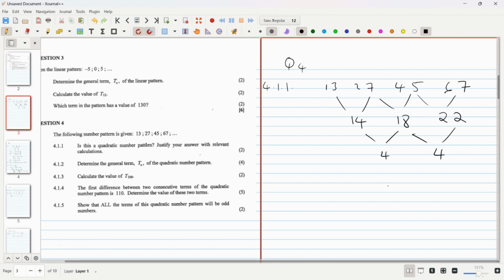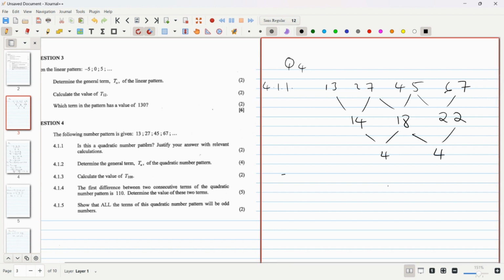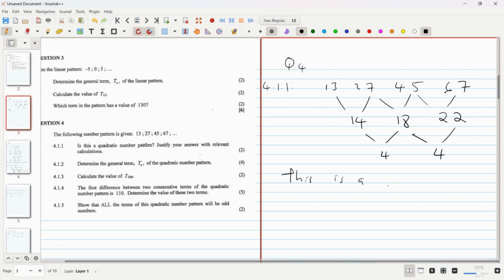So we can see we have a second constant difference, right? A second constant difference. So we can say that this is a quadratic number pattern.